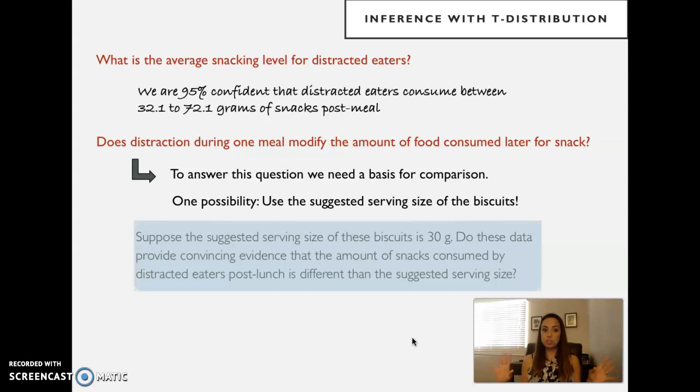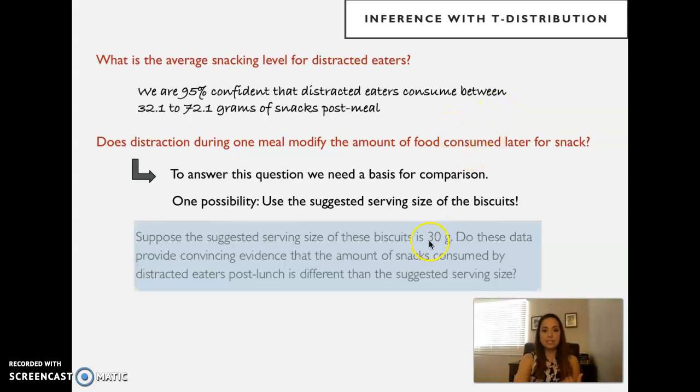We're beginning to do inference, statistical inference, using t-tests. The question we're trying to answer is whether distraction during one meal modifies the amount of food consumed later for snacks. We have the amount of food that distracted eaters ate, and to answer question 2, we need a basis for comparison. We're using the serving size as the basis. We're assuming the serving size is the average that individuals in the population eat. I get it, that's a push, but that's what we're assuming here to move forward and try to get our first pass at answering this question.